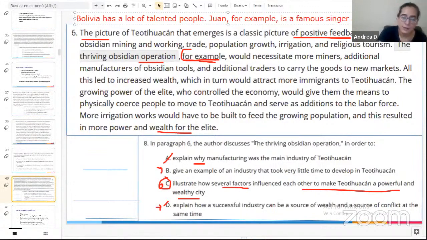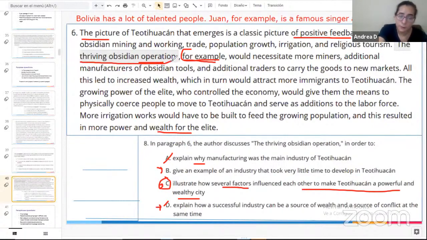So you have the same here. If they ask you, what's the purpose of the thriving obsidian operation? You need to tell me it's an example of how Teotihuacan is a picture of positive feedback and so on. All right, so that's it. That's what you needed to see. Careful with these phrases here.